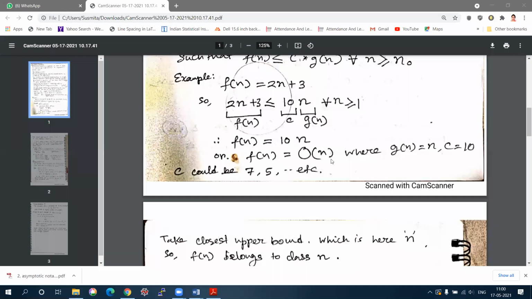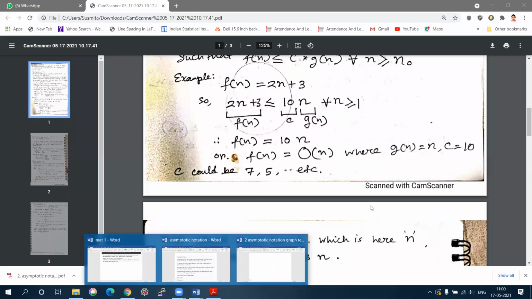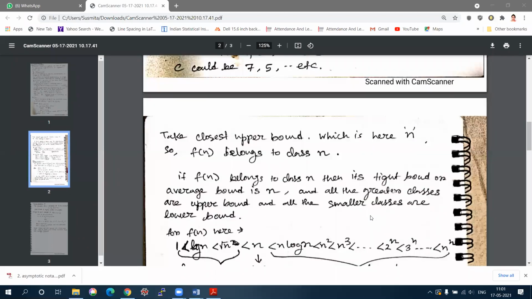If I can prove that any function, associated with another function and a multiplied constant term, is always less than that other function, that means the function is order of the second function. That means f(n) equals order of n. Is there any doubt? Is there any question? Please let me know, because I will skip and move to the next.